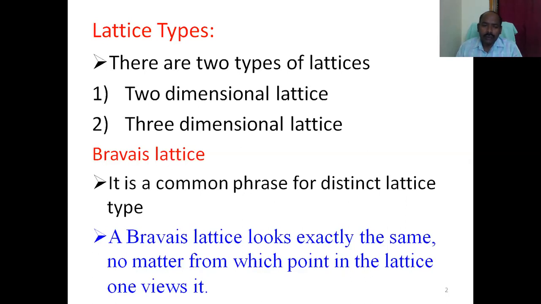Therefore, in the Bravais lattice, if you take one lattice point as origin and you see the unit cell, you have a particular structure, and with respect to another point also, around the nearest environment, you observe the same unit cell with the same structure. So the Bravais lattice looks exactly the same no matter from which point in the lattice one views it. From wherever we see, we observe the same Bravais lattice.